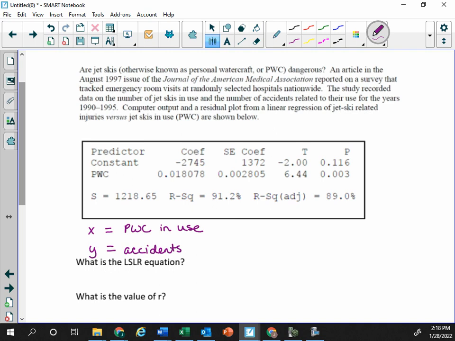Okay, and remember our formula. I'm going to write it above the box here. We're used to y equals mx plus b. We now have y hat equals b sub 0 plus b sub 1 x.